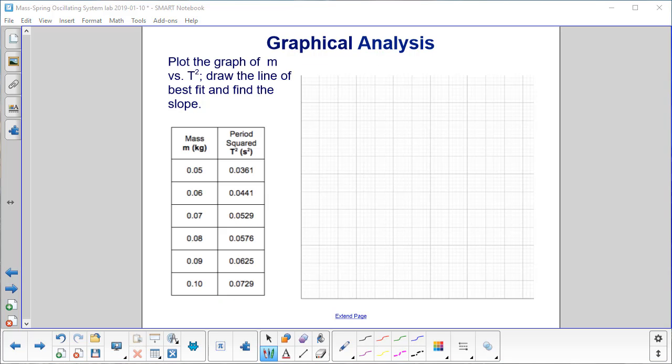Some practice. Please plot the graph of m, mass, which is now in kilograms, versus T squared. Draw the line of best fit and find the slope. Ensure you label both axes with their title and also the units. So pause the video, give that a shot, and come on back when you're ready to the next slide.